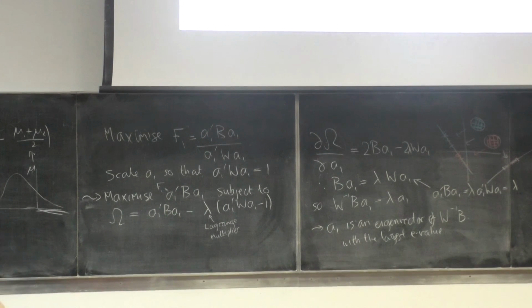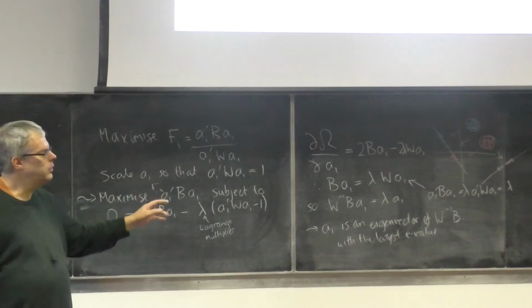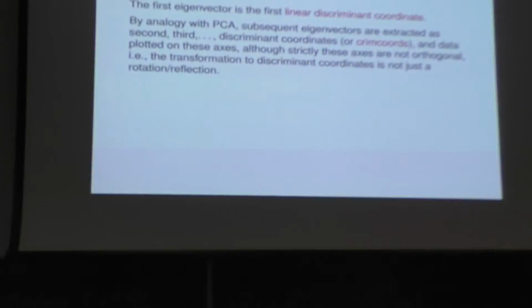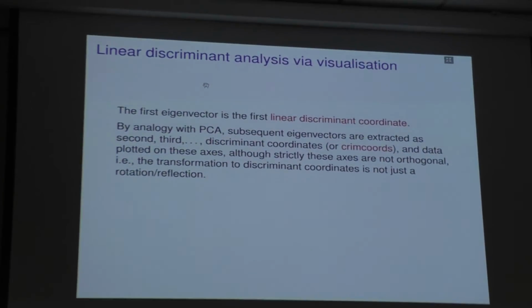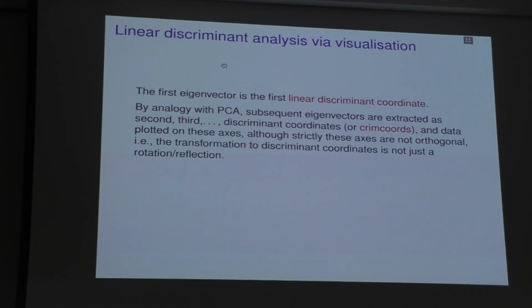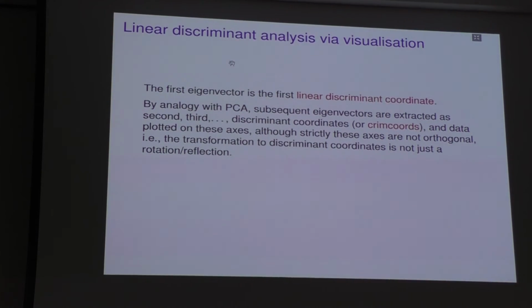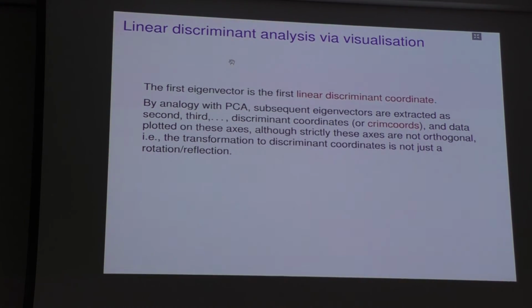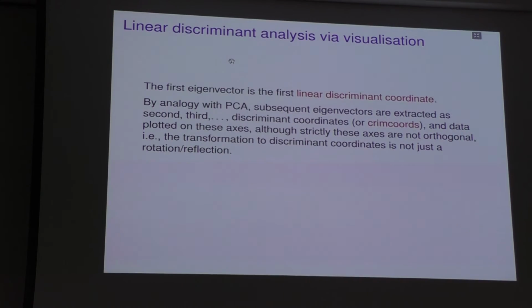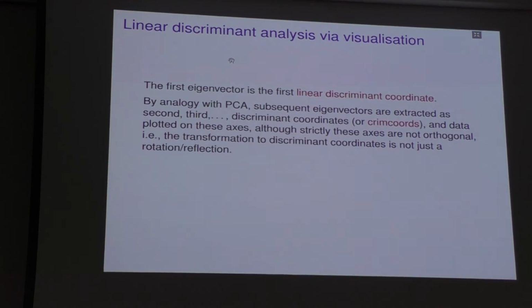Okay. Good. So this first eigenvector A1 is the linear discriminant coordinate, or sometimes Fisher's linear discriminant coordinate, since LDA was invented by Fisher in the late 1930s, I think.